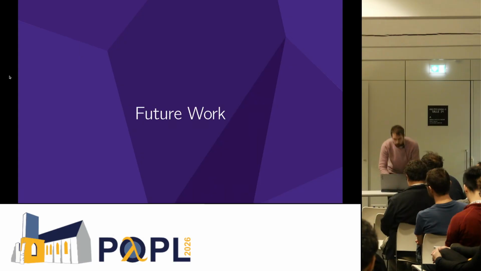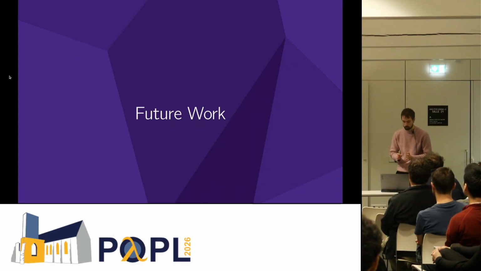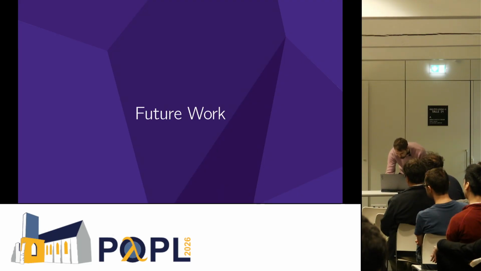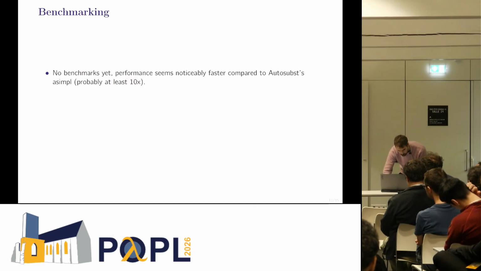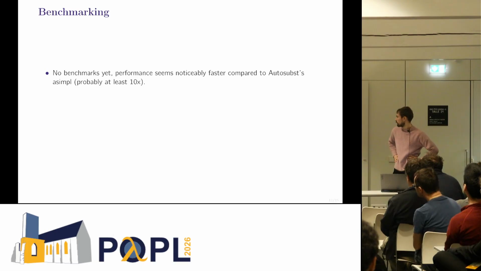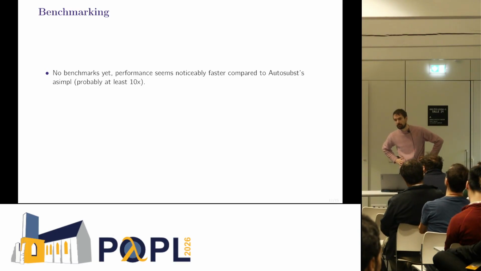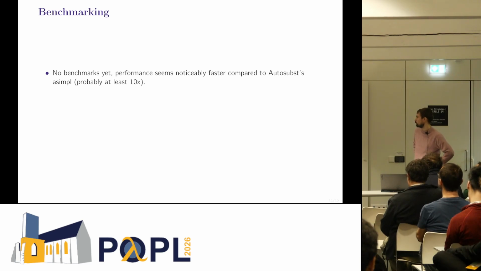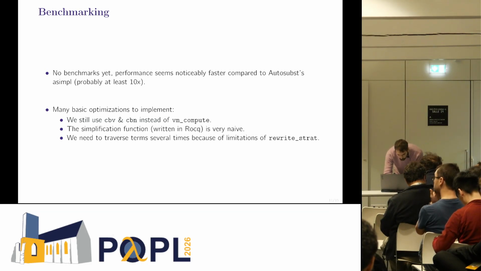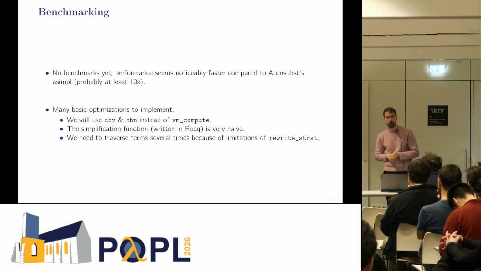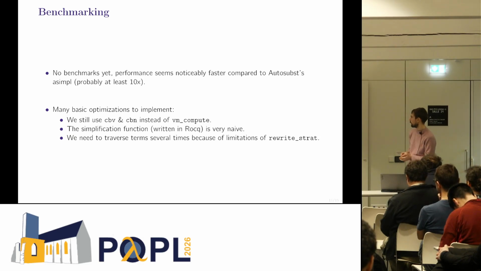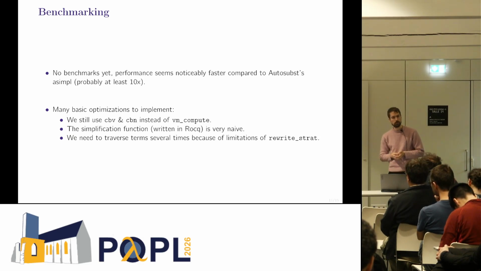Okay, so that's how it works. But then future work: Sulfur is still slightly work in progress. In particular, something we haven't done and we really should do is benchmarks. The performance is noticeably faster than asimpl. We just don't know how much. I would guess probably at least 10 times, but we really need to do benchmarks to know. And we still have a couple of basic optimizations to implement. I said the simplification we use is very basic, but we also had some issues with rewrite strat, which maybe we can talk to the developers about afterwards.